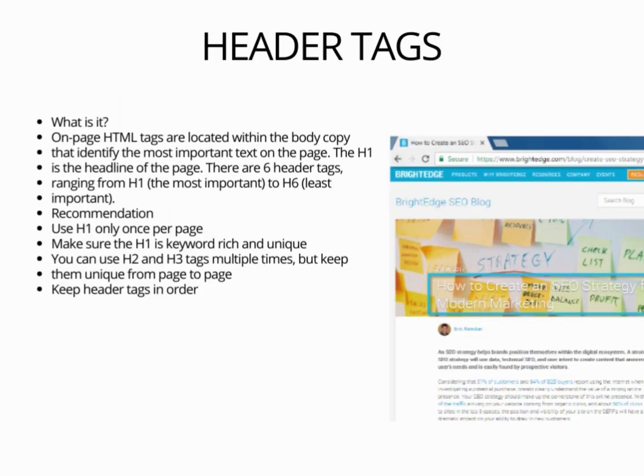The next one is header tag. So what are header tags? You can say that it is a part of HTML, but the header tag is something really very important. You can name it as H1. There are 6 header tags ranging from H1, which is the most important, to H6. So why is H1 important?